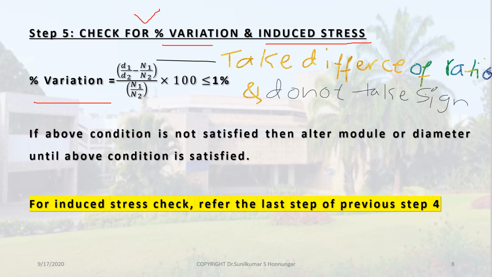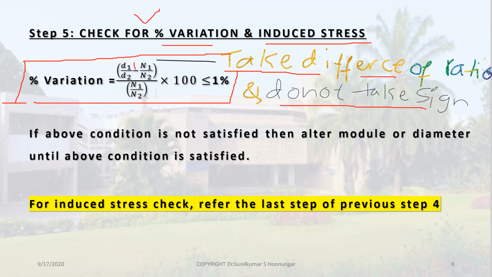This formula is not available in your data book. Remember, I told this, it is also very important, because if one rotates faster and another rotates slower, it is going to be a problem. In that context, percentage variation is the difference of the ratio d1 by d2 and n1 by n2. I have written a minus here by hand. You take the difference basically. If d1 by d2 is smaller than n1 by n2, you will get a negative value, but variation cannot be negative. It is just the difference of d1 by d2 and n1 by n2. You take the difference of the ratio and do not consider the sign.